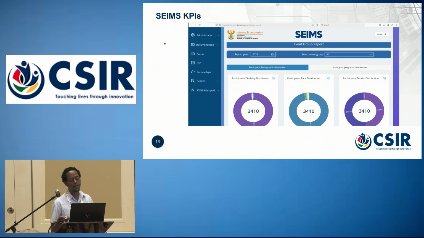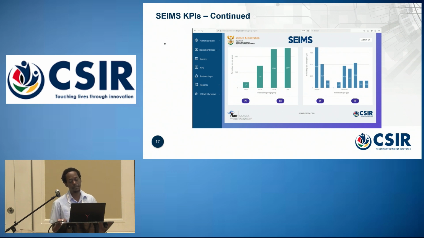And this is more or less some of the KPIs, the reporting dashboards. It's also for events. This is for the previous year, which is 2023. It's just a snapshot. And some of the KPIs we can see there, disability, race, gender, and other KPIs as well on a different type graph.